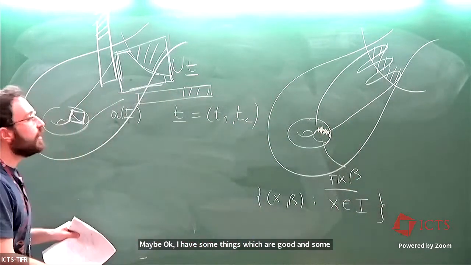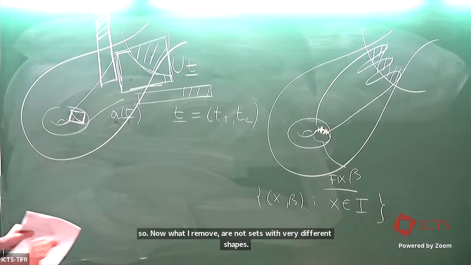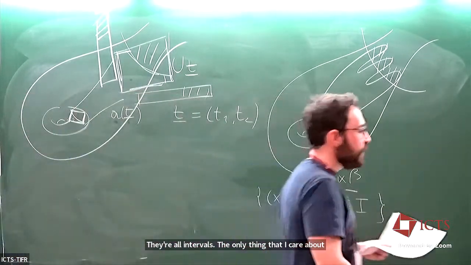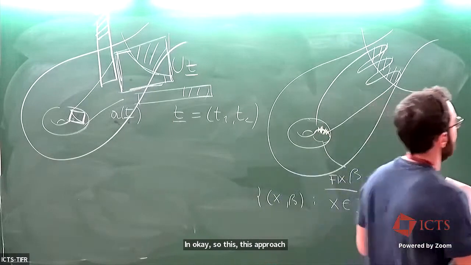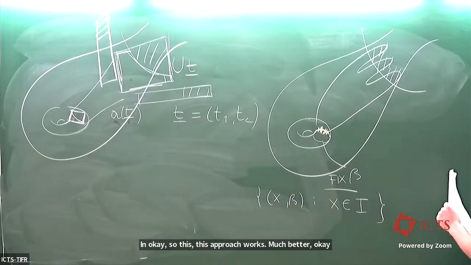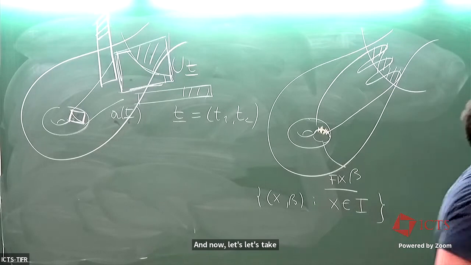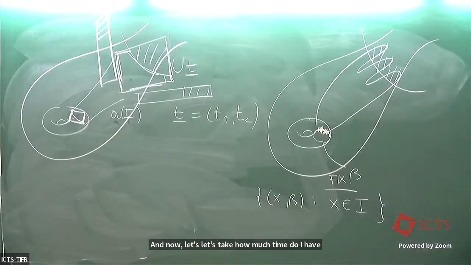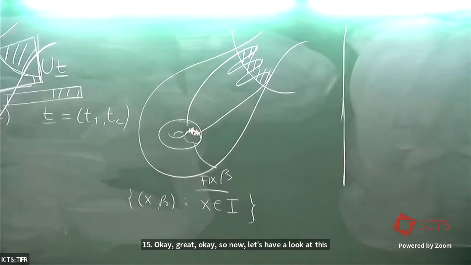And so now what I remove are not sets with very different shapes. They're all intervals. The only thing that I care about is just the size of these intervals. So this approach works much better. This is the Dani correspondence part. And now, how much time do I have? 15, okay, great. Now let's have a look at this second ingredient.